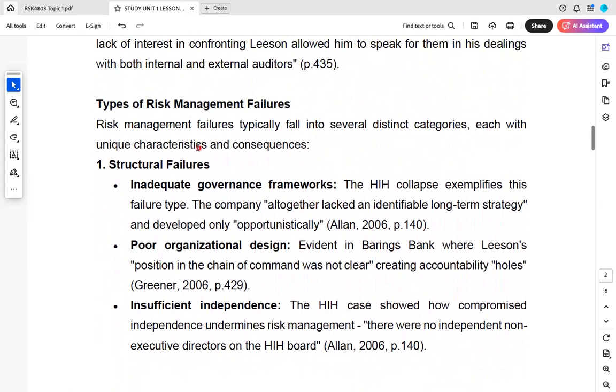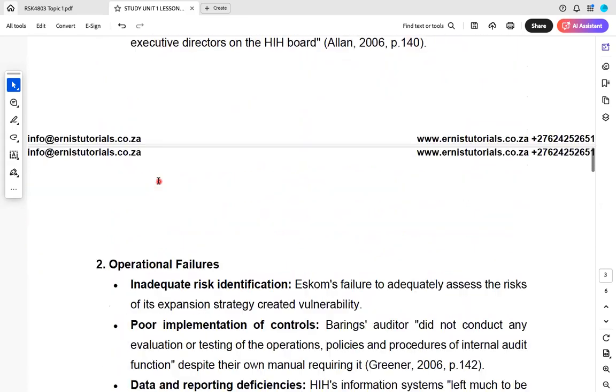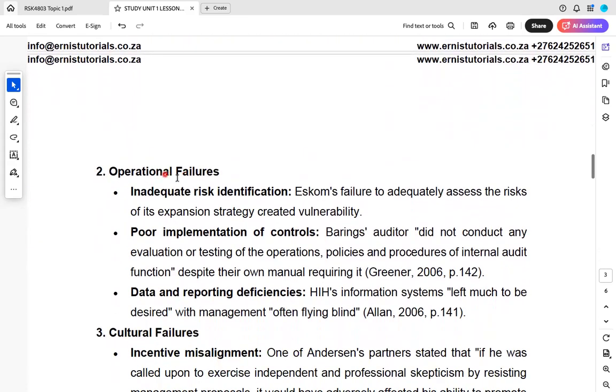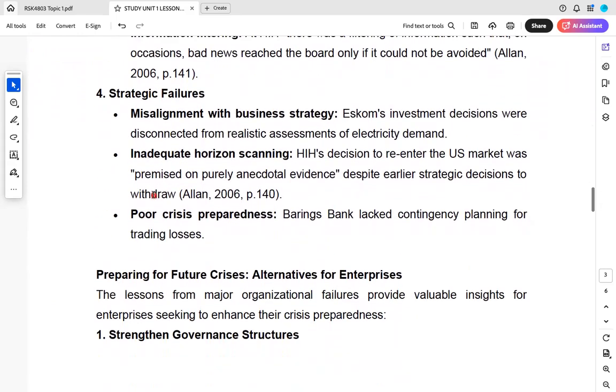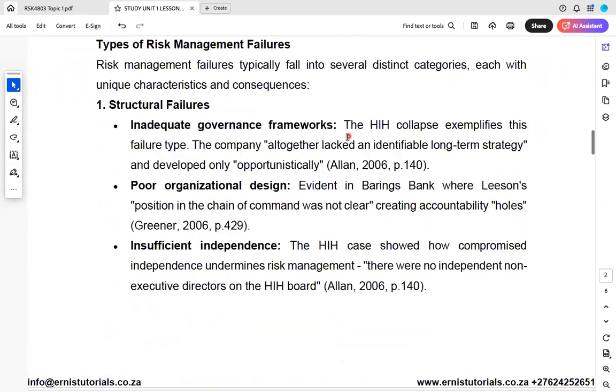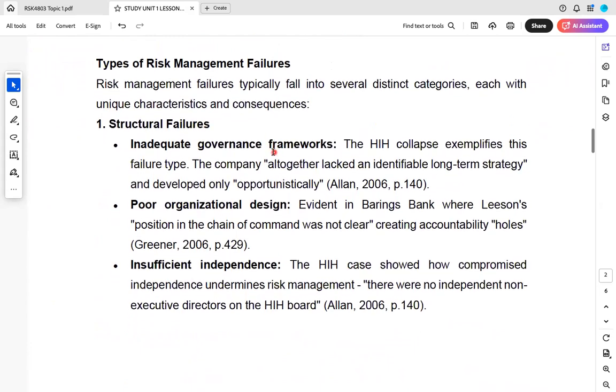It's also important to know the different types of risk management failures. Usually, we have several categories into which risk management failures can occur. We have what we call structural failures. We also have operational failures, cultural failures, strategic failures. All of these failures can be found in some of our case studies.